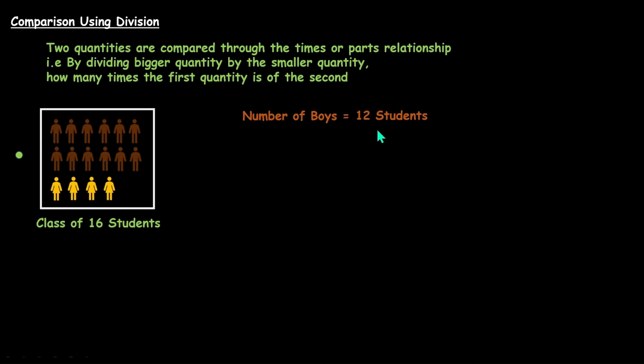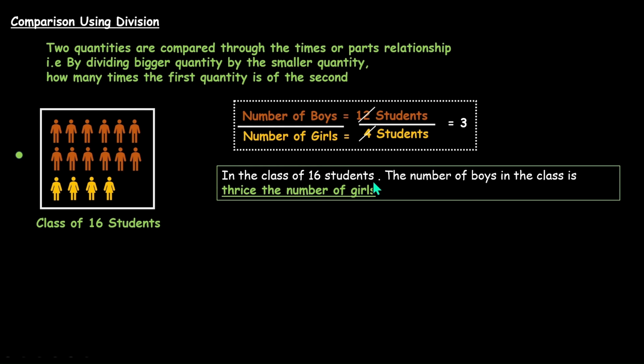I take the number of boys as 12 students, I take the number of girls as 4 students, and then we divide both of them. So 4 into 3 is 12, so this is 3. In a class of 16 students, the number of boys in the class is actually thrice the number of girls. Now this gives a much better idea of how the distribution of the class is, because I can say simply that there are 8 more boys than girls, but that doesn't give us any idea of how the distribution is. But when I say the number of boys in the class is thrice the number of girls, it gives us a much clearer picture. So that's why comparison using division can be used here.